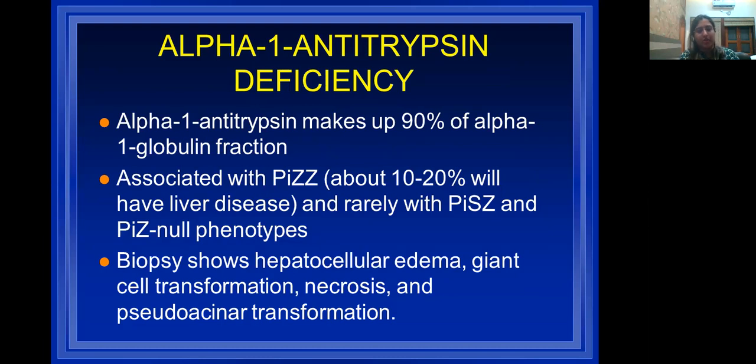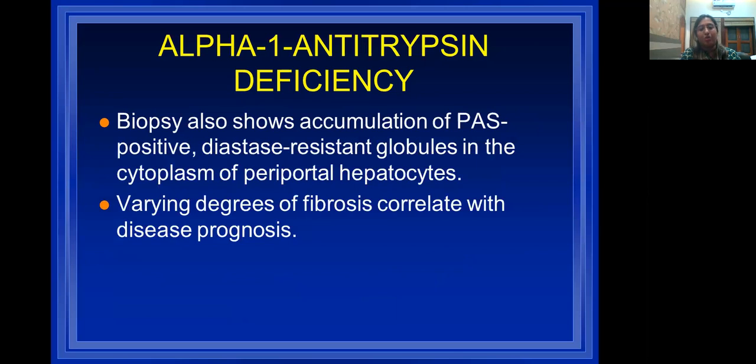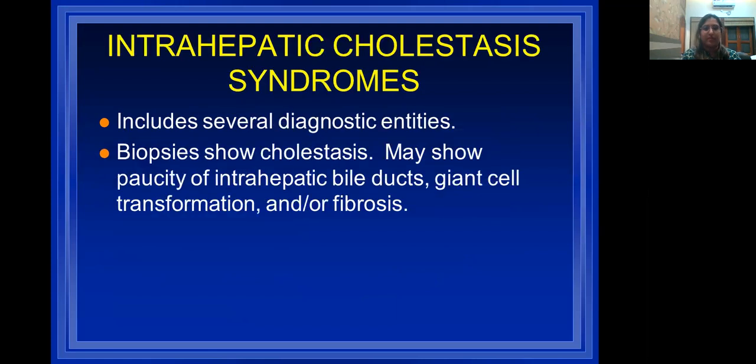Biopsy here shows hepatocellular edema, giant cell transformation, necrosis, and pseudoacinar formation. Biopsy also shows the accumulation of PAS-positive diastase-resistant globules in the cytoplasm of periportal hepatocytes. There are varying degrees of fibrosis, which correlate with disease prognosis.